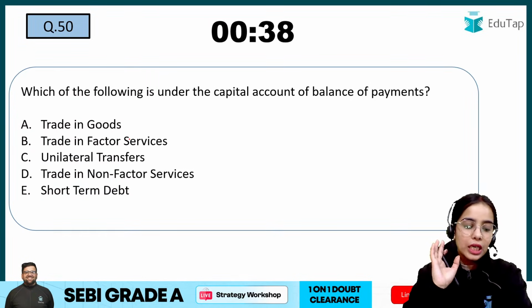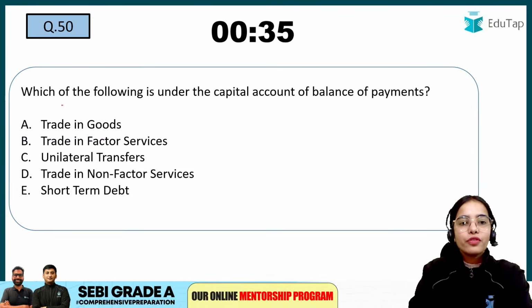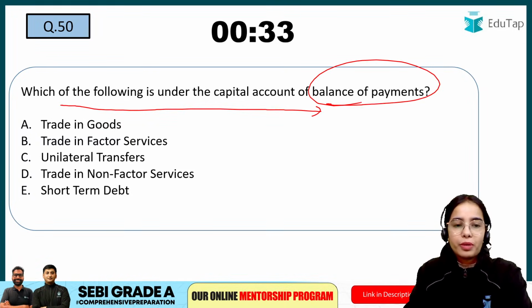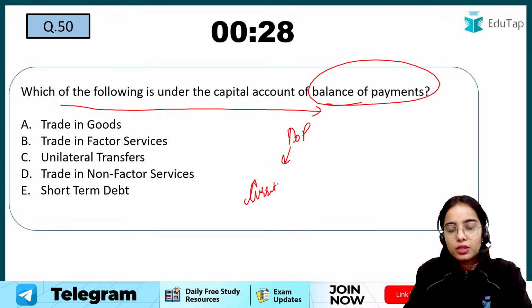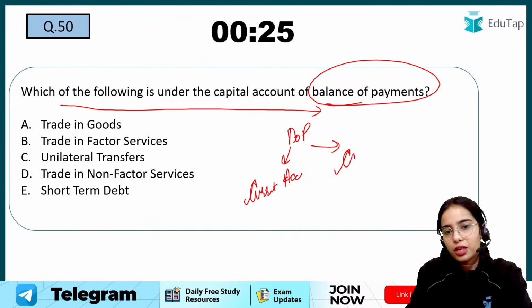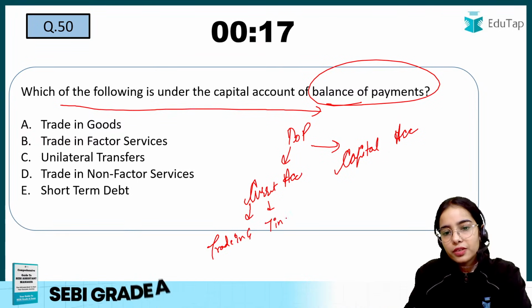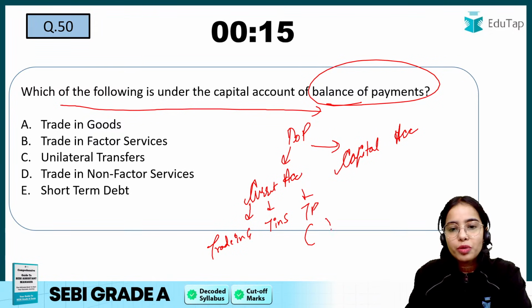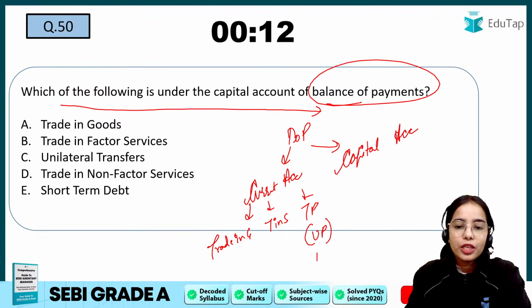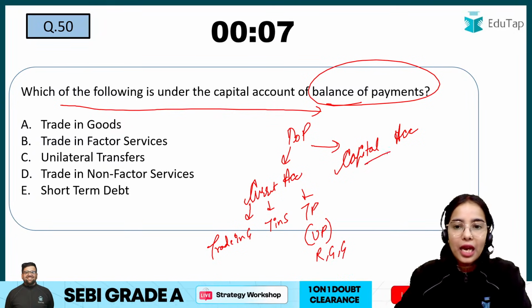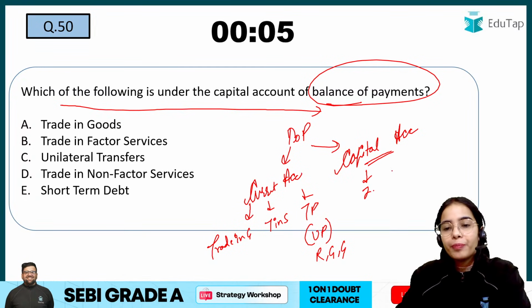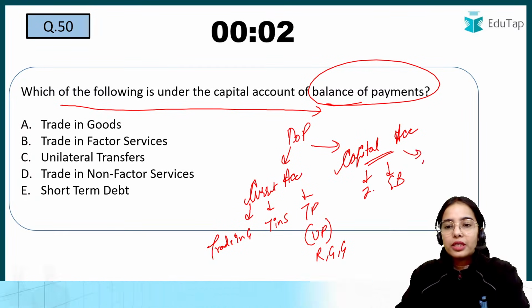Last question for today, and with this we will be ending the session soon. Which of the following is under the capital account of balance of payment? So we have discussed that in the balance of payment there is current account and there is capital account. In the current account there is trade in goods, there is trade in services, and transfer payments. Transfer payments are also known as unilateral payments that include remittances from the relatives abroad or gifts and grants and such. Capital account includes the investment, the external borrowing, the external assistance.